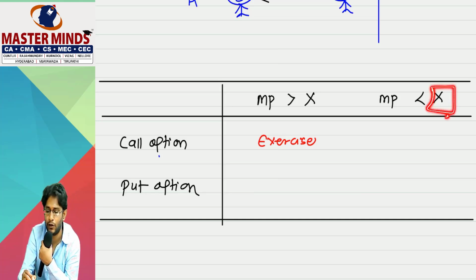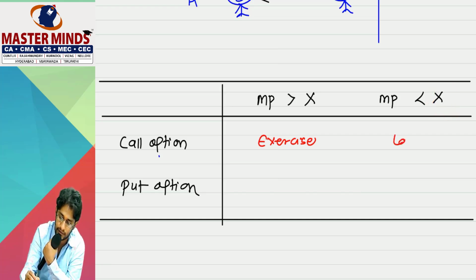I have a right to buy at X, but the market price is cheaper. So effectively, I have a right to buy at a higher price. Buying at a higher price is a good thing or a bad thing? Bad thing. So you should not exercise, you should lapse it. Now let's come to the put option.